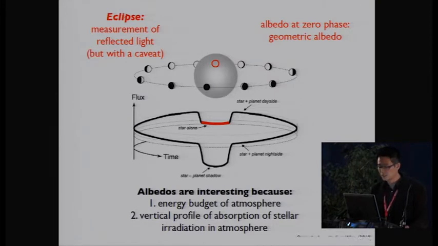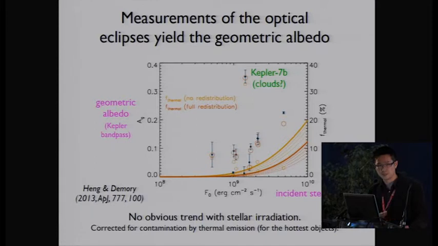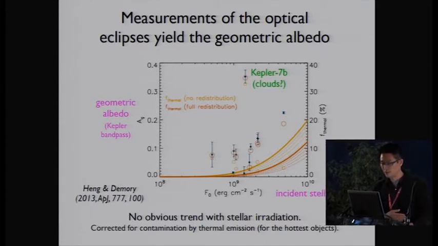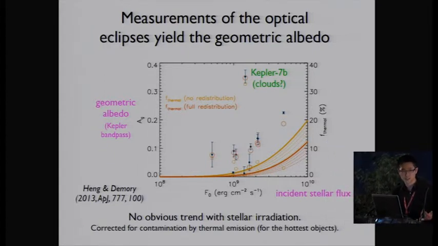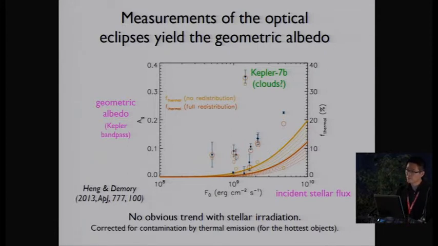And so together with my observer friend, Brice-Olivier Demory, we looked at a bunch of hot Jupiters from the Kepler dataset. We looked at the secondary eclipses and just extracted the albedos as they were and plotted them against basically the incident stellar flux. And if you just stare at the blue points, your eyes seem to see a trend.